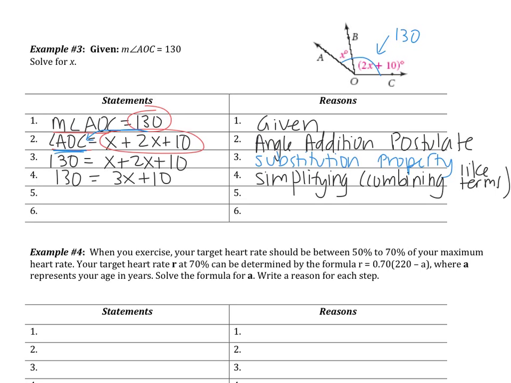Okay, so now from here we would subtract 10. So I get 120 equals 3x. To get from steps 4 to 5, I had to subtract. So the reason is the subtraction property of equality. Lastly, I would divide by 3. I get x equals 40. And again, that's the division property of equality.